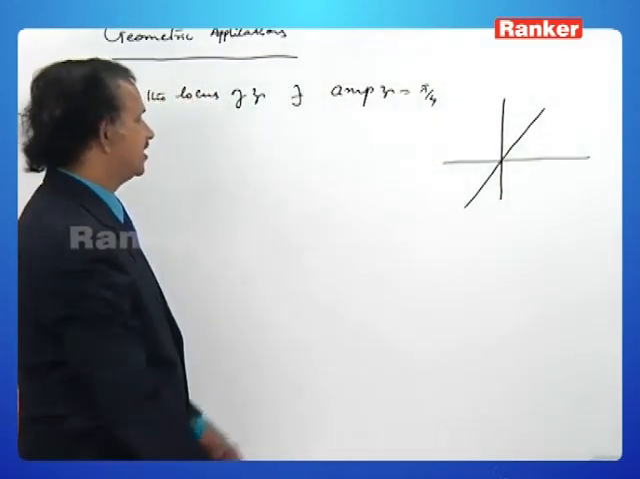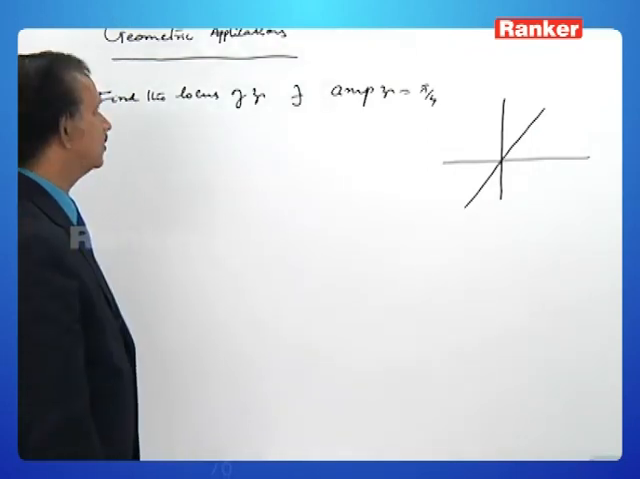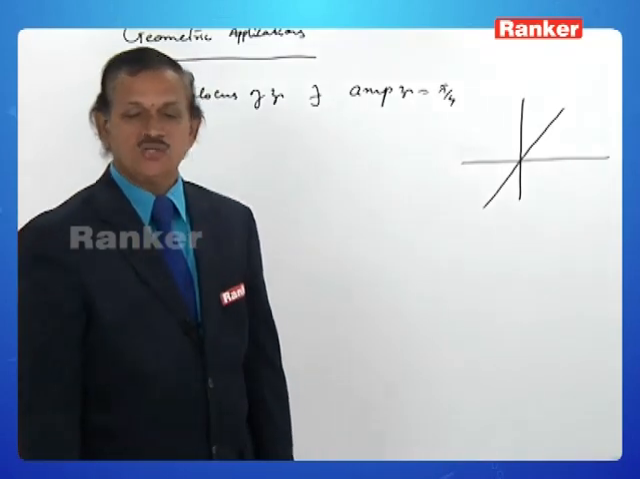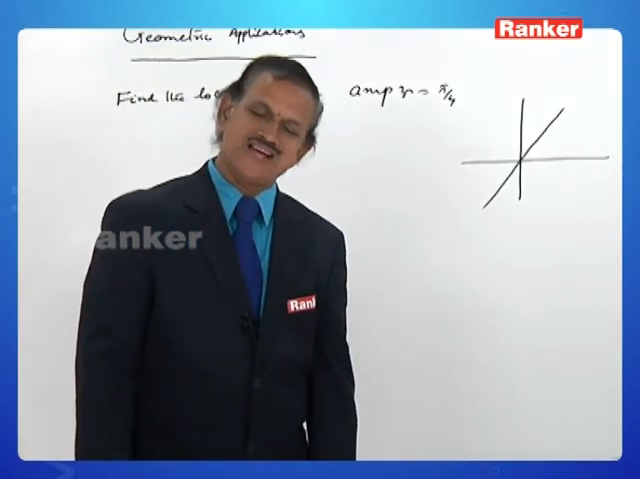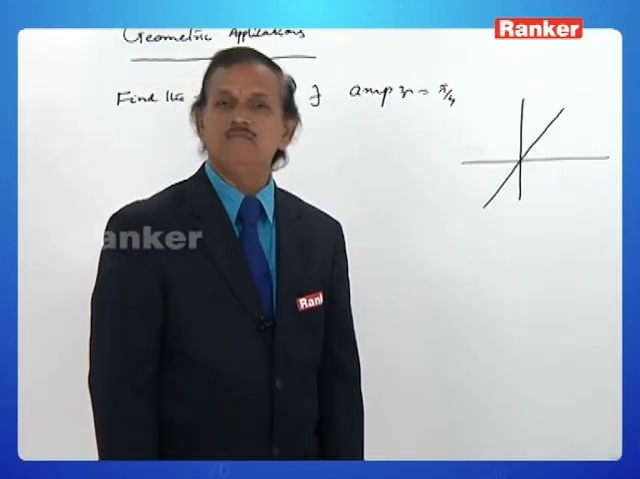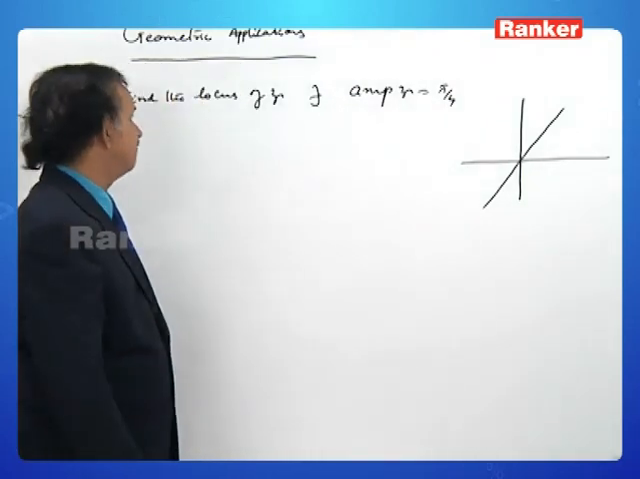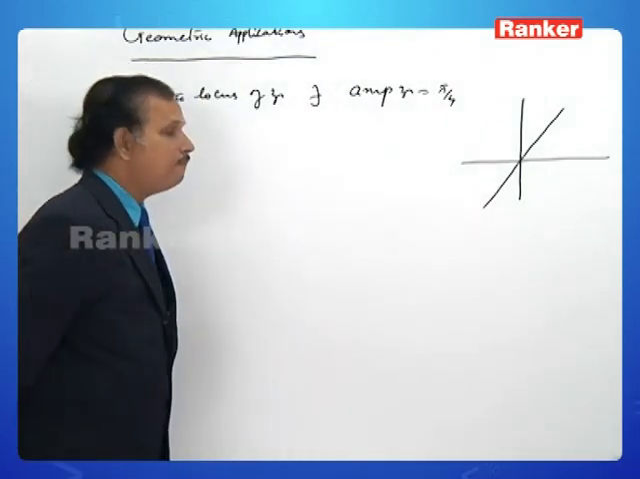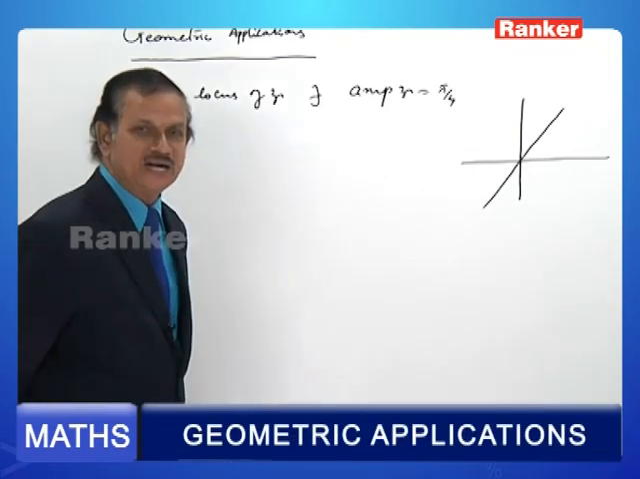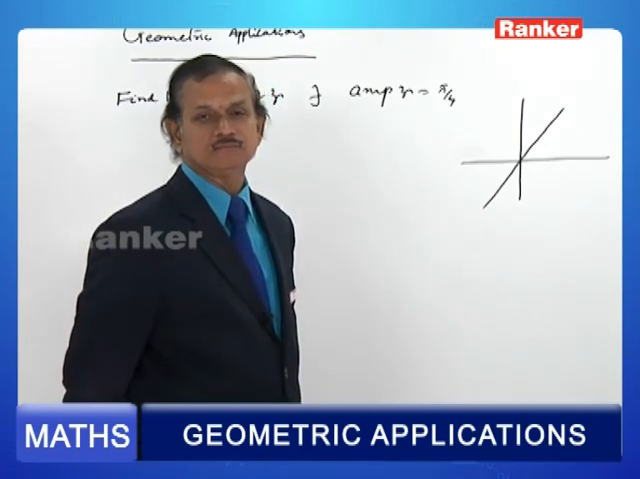Locus of Z such that amplitude of Z is equal to pi by 4 is the line x is equal to y. So whenever different loci are asked, you try to convert Z in terms of x plus iy or in the mod amplitude form, so that you will be able to have the locus. Moreover, find the locus of Z such that amplitude of Z is equal to pi by 4 and in the positive region only.